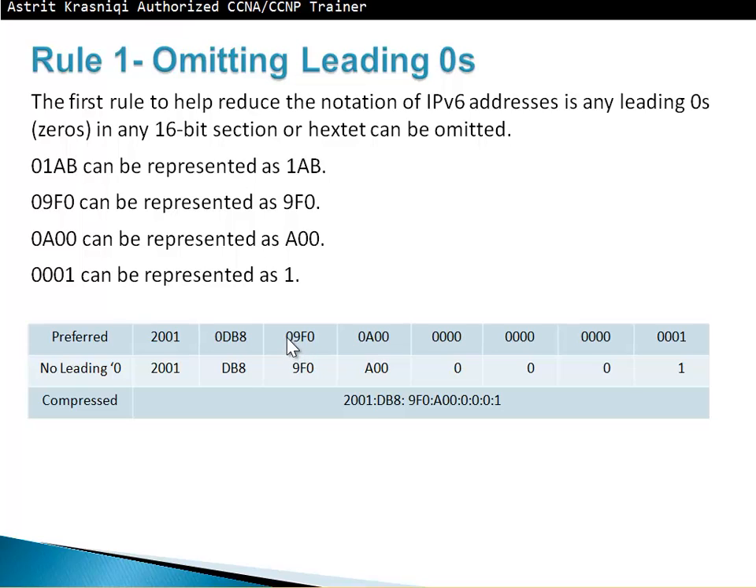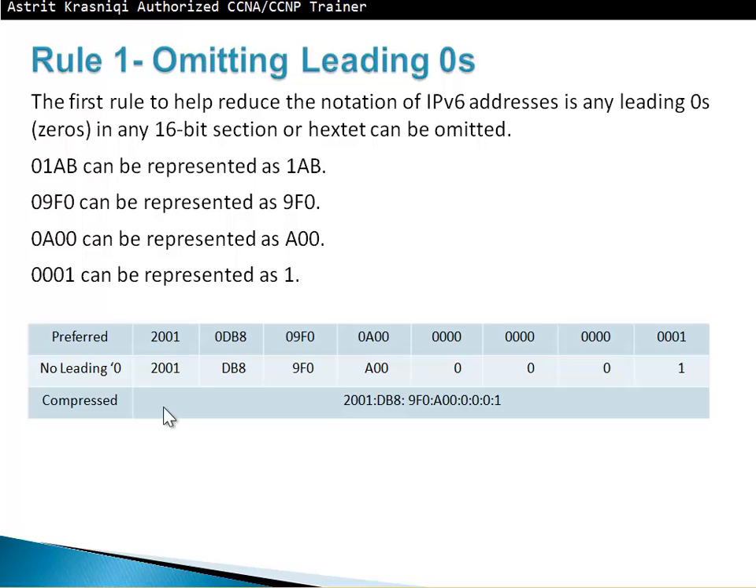Here we have another leading 0. We can remove that, but here we have a trailing 0, and we can't remove that, so it has to be 9F0. Again on 0A00, we have one leading 0. We can remove it, but the 2 trailing zeros we can't remove. Here we have 3 leading zeros. We can represent it by just 0. Same thing again, and the third hextet as well. Then we have another 3 leading zeros. We can remove them and say 1.